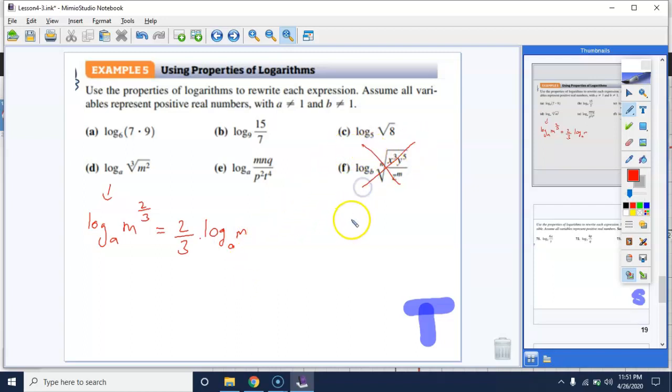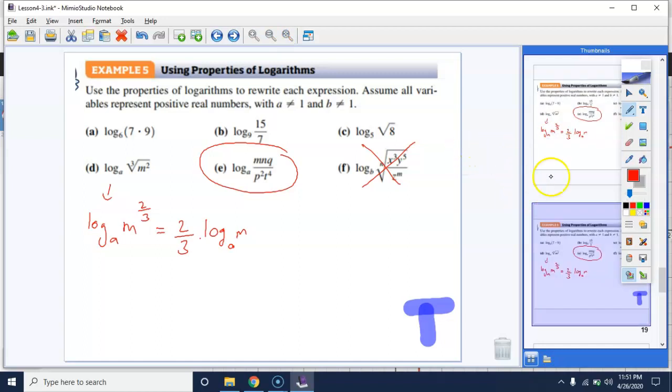I'm not going to do F here, it's going to take so long, but let me show you E here. Okay, so we're going to do this. But let me copy and paste this. It's going to be a little bit longer.